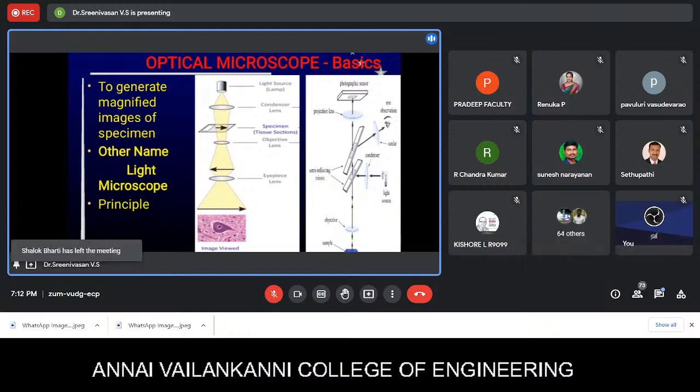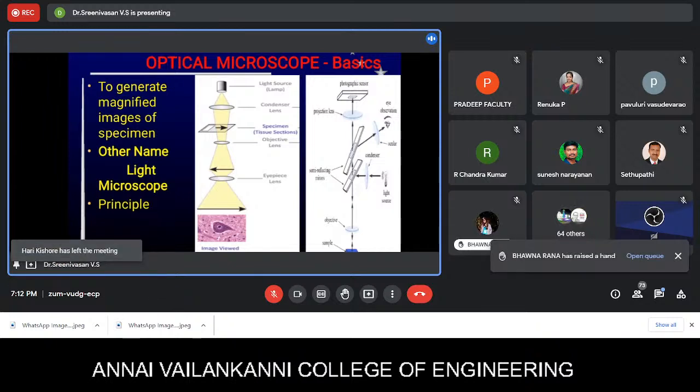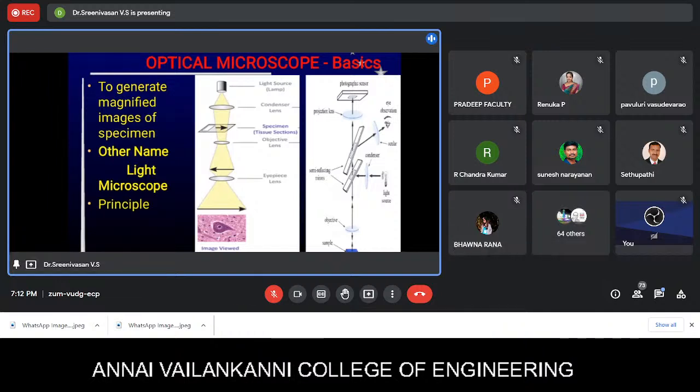Actually, the objective lens can magnify up to 100 times of the size of the image which is available on the specimen. Actually, up to 100 times. What I want to tell is actually based upon the gap or distance between the specimen and the objective lens, that will decide how much times that object is to be magnified. So it can magnify up to 100 times here.